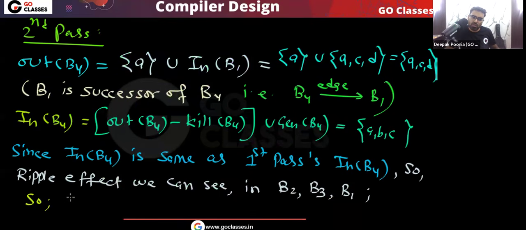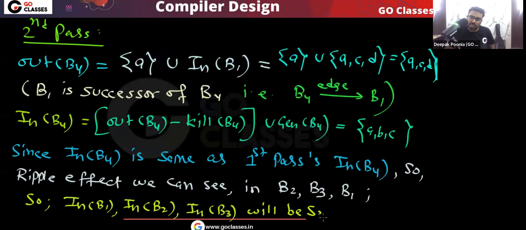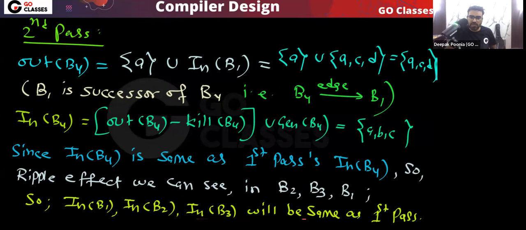Okay, so I can say that in of B1, in of B2, in of B3 will be same as first pass. Okay, that's it. So now our second pass is over. Now we need to start the third pass. Okay, is this clear? Because I told you, until nothing changes, you need to keep making passes.